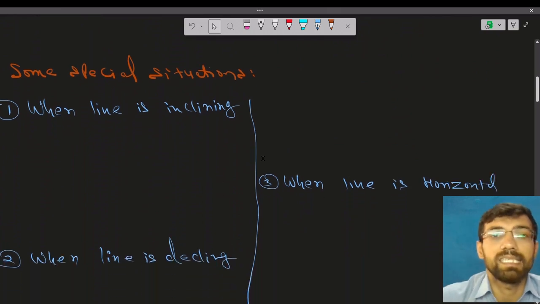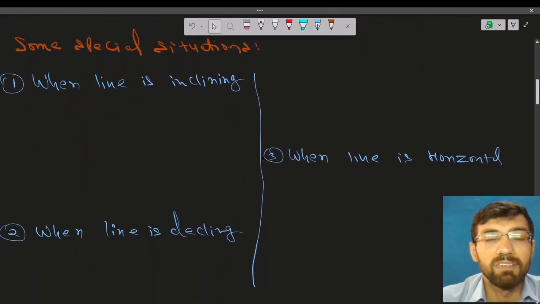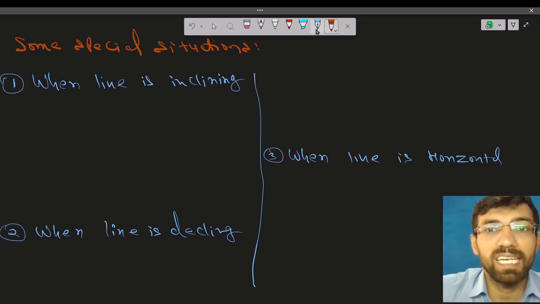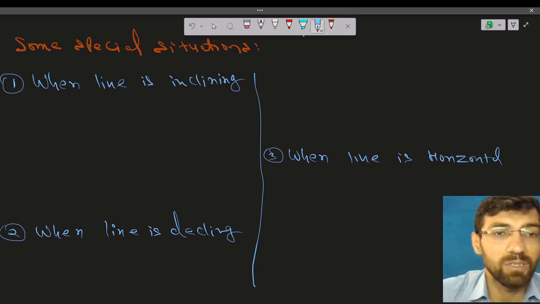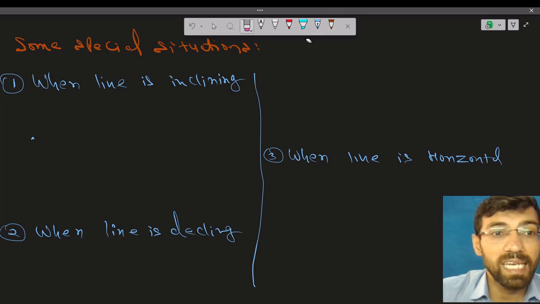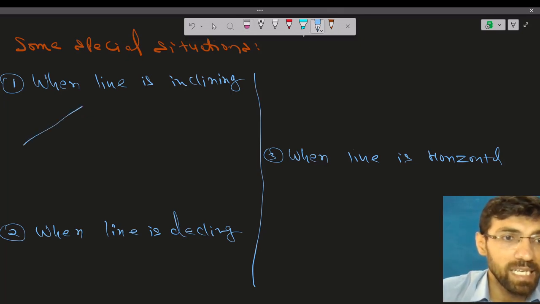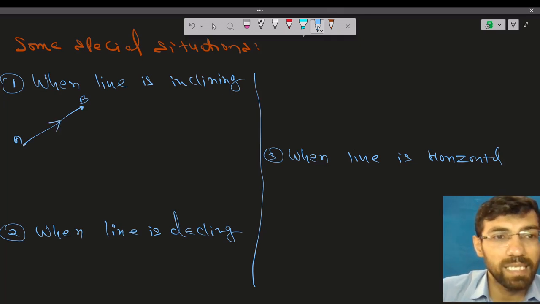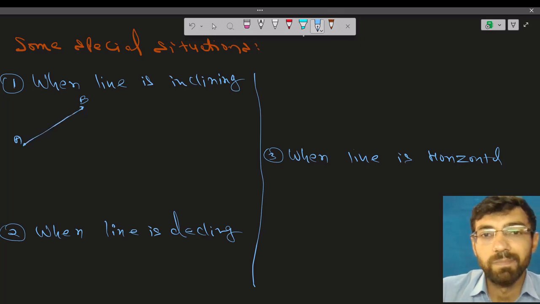Let us see some special situations. The first situation is when the line is inclining. Let us understand a line that is inclining, like this. When I draw it this way, this time with my point A and point B, yes, you can say line AB is an inclining line.